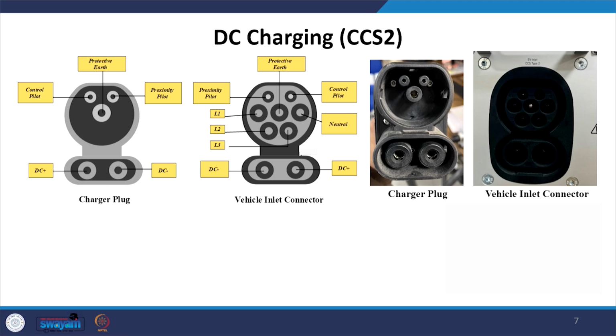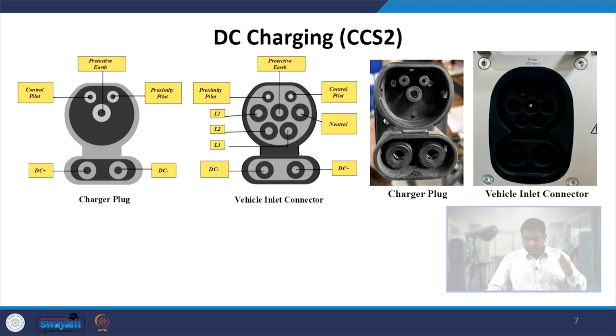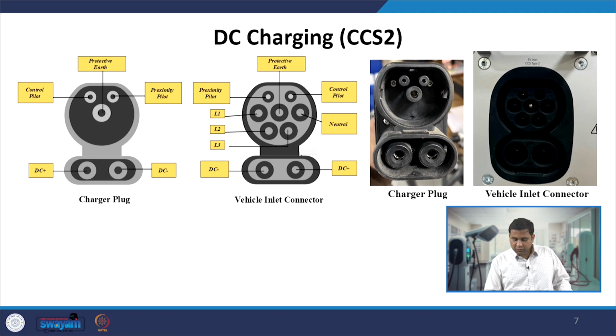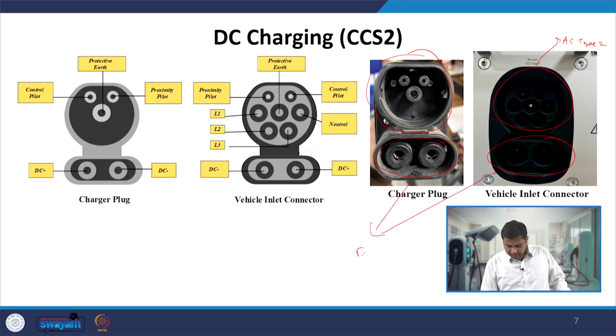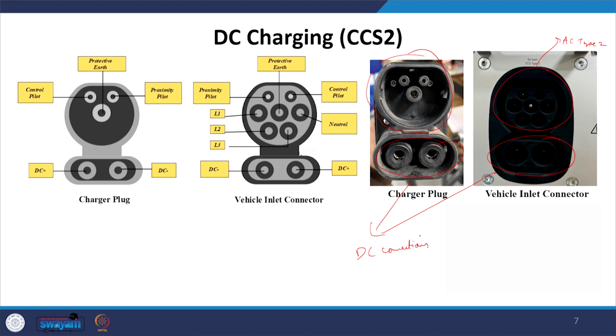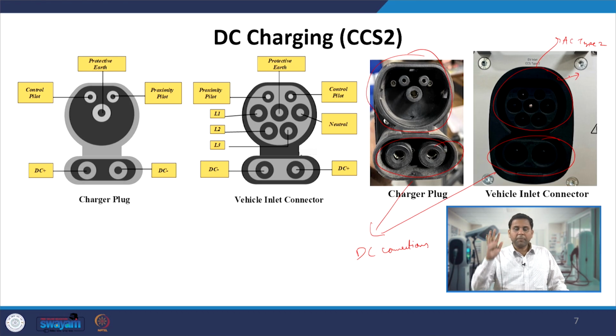So, let us see our DC charging system, since we are focusing only on CCS2. In CCS2, we have the charger plug. It is called CCS2 because the top portion of it is simply that of AC type 2, while the bottom portion is for DC connections. Whenever you are plugging in an AC type 2 connector, you plug in only the top portion of the CCS2 vehicle inlet connector, but whenever you plug in the overall CCS charger plug, you plug in the entire CCS2 vehicle inlet connector.